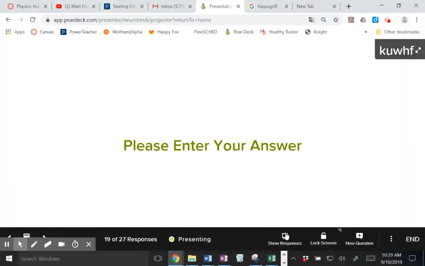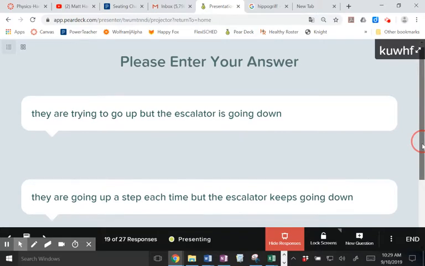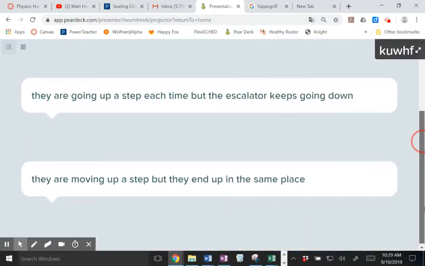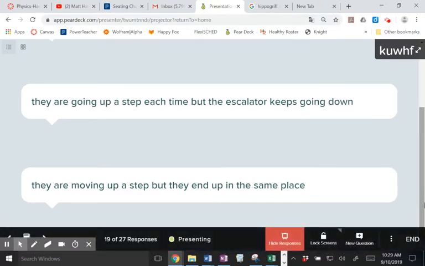Okay, so let's see what our friends are saying here. They're trying to go up, but the escalator is going down. They're going up a step each time, but the escalator keeps going down. Okay, moving up a step, but they end up in the same place. It's kind of like a treadmill, right? That's the idea of a treadmill, like you're running just to stand still.